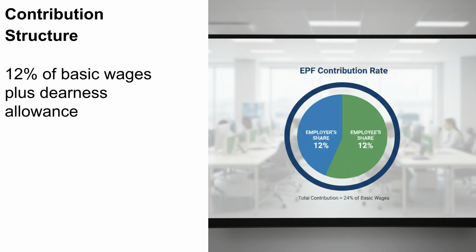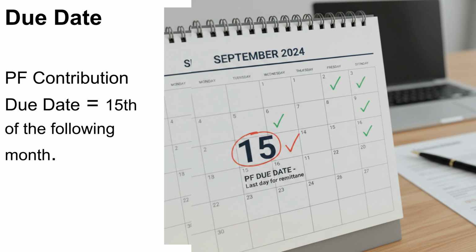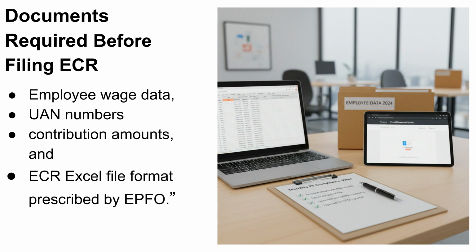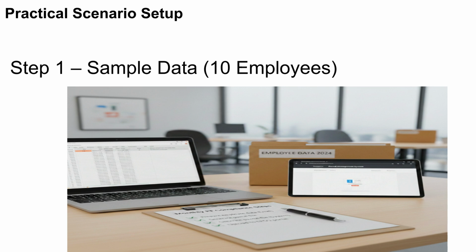Generally, both employer and employee contribute 12% of basic wages plus dearness allowance towards the Provident Fund. PF contributions must be deposited on or before the 15th of the following month. Delay can attract interest and damages under the EPF law. Before generating the ECR, keep these ready: employee wage data, UAN numbers, contribution amounts, and the ECR Excel file format prescribed by EPFO. To understand ECR preparation practically, let us take an example of 10 employees with their UAN, wages, and PF contributions. This data will be used to prepare the ECR file.